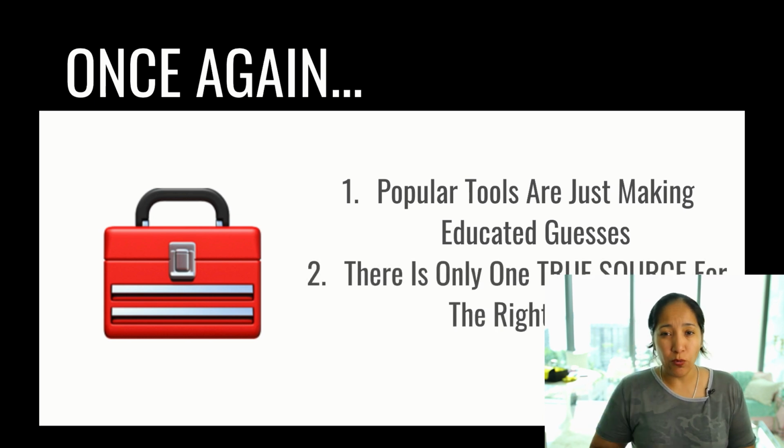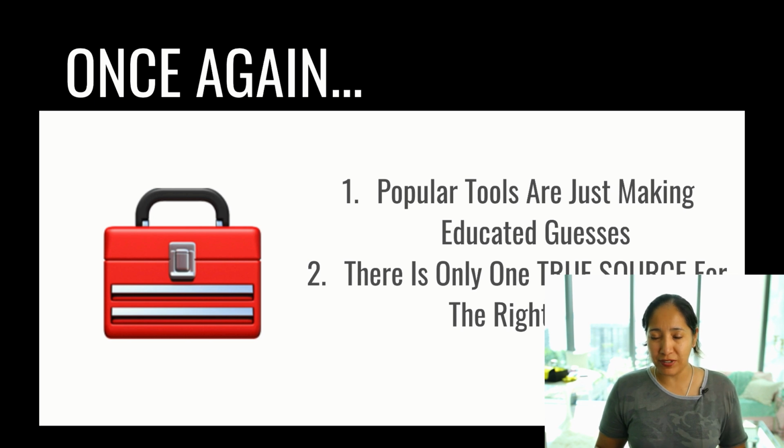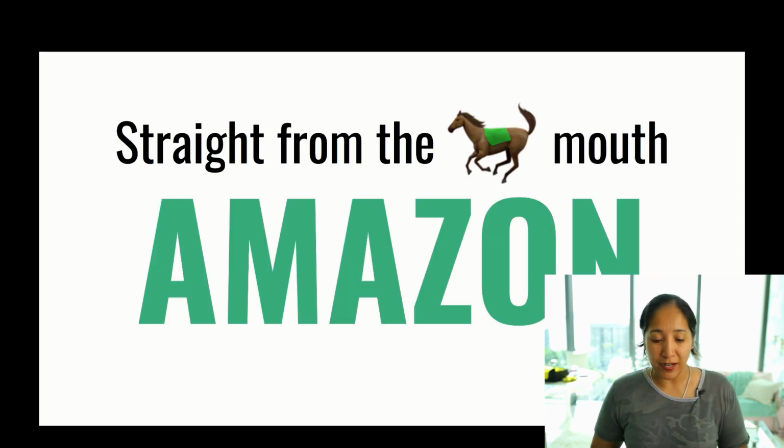And there is only one true source for the data. And I will say this much before I tell you what that true source is. It is also kind of up in the air, and I'll explain more here in a second. But in order to get the truest and the right data, and I'll show you how much they differ here, you have to go straight from the horse's mouth, which is Amazon.com.